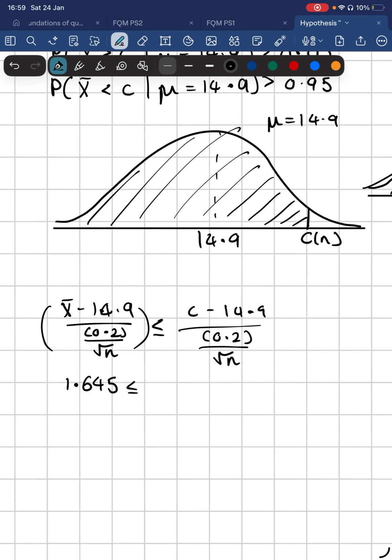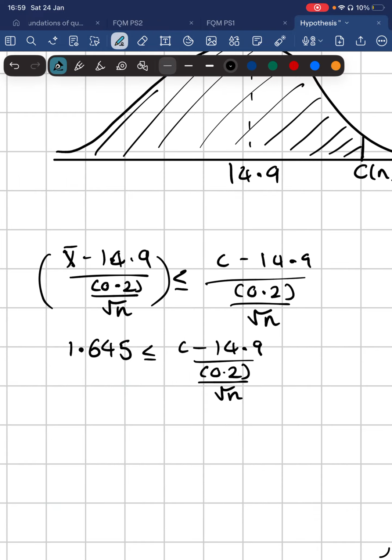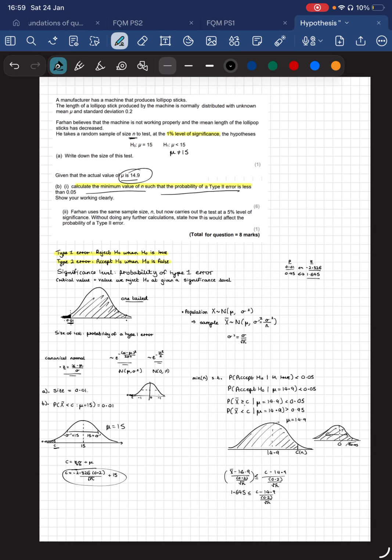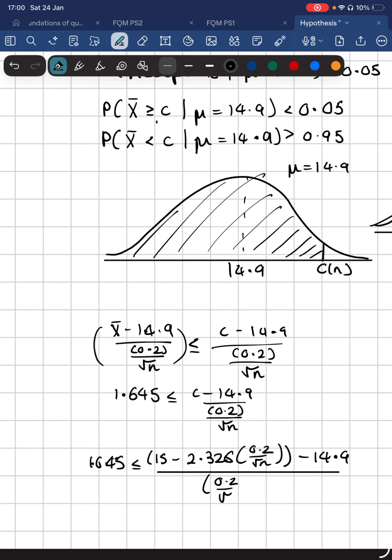So we get 1.645 greater than or equal to C minus 14.9 over 0.2 root n. And we know what our value for C is. We worked that out earlier, so it's equal to this thing. So we're solving 1.645 is less than or equal to 15 minus 2.326 times 0.2 over root n, so that's our C, minus 14.9 over 0.2 over root n.